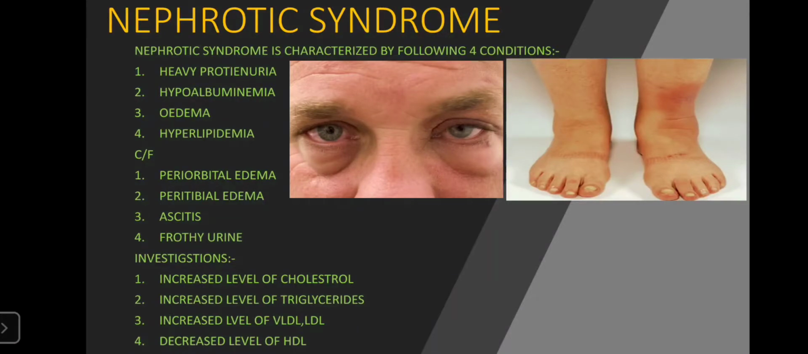The patient who is suffering from nephrotic syndrome will have periorbital edema. There will be peritibial edema, or there might be ascites, and frothy urine is also seen in the patient with nephrotic syndrome. So, what investigations are we going to do?